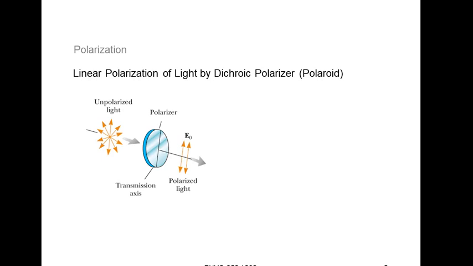Now, it does this through absorption of light, so you are going to lose light intensity. For an ideal polarizer, if this is truly unpolarized light, you'll get 50% of the light intensity coming through. Again, that's an ideal. No polarizer is perfect. The absorption process is not 100% efficient. But in theory, if it's a perfect polarizer, 50% of the light will get through, and that light will be linearly polarized.